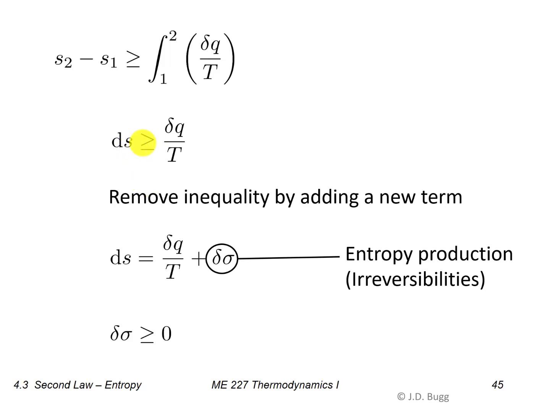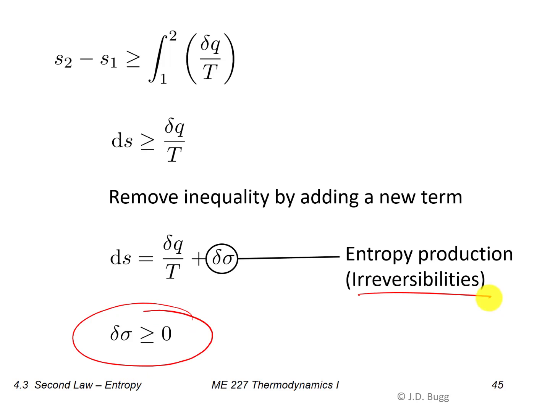However, if dS is actually greater than delta Q over T, that means that d sigma must be greater than 0, so that plus this add up to dS. So this delta sigma has to be greater than or equal to 0. So we get rid of the inequality here, but we need to remember as a result, this can never be negative. Otherwise, this original inequality is going to be violated. So we want to always remember that the irreversibilities are always greater than or equal to 0.